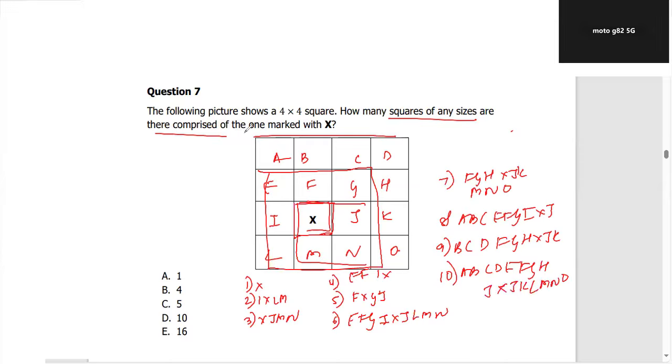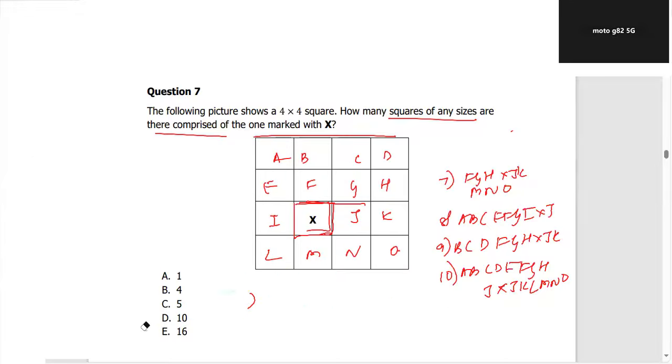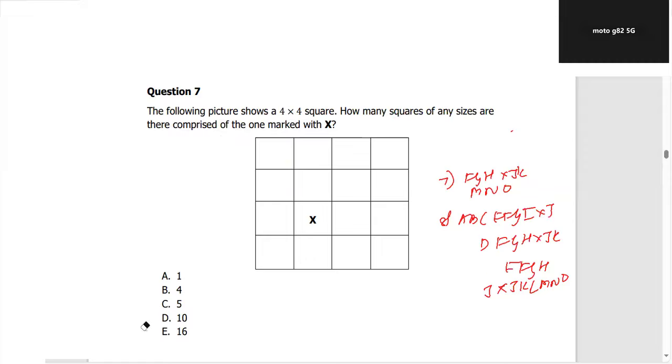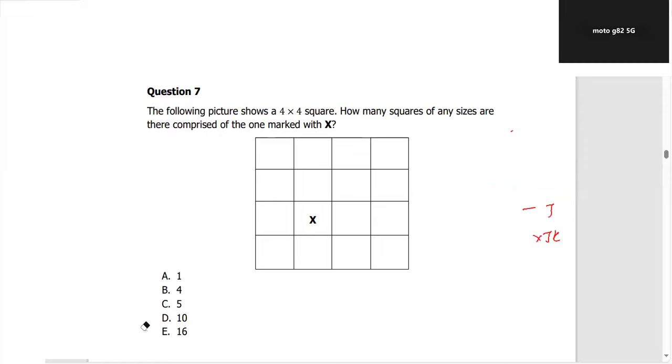E, F, G, H, I, X, J, K, L, M, N, O. So basically, how many squares are there? There are 10 squares of any size. So all these are 2 by 2 or 3 by 3 or a 4 by 4 square. So the answer for question 7 is 10, which is option B. You can pause this video and look at the boxes that I have taken, the squares that I have taken.